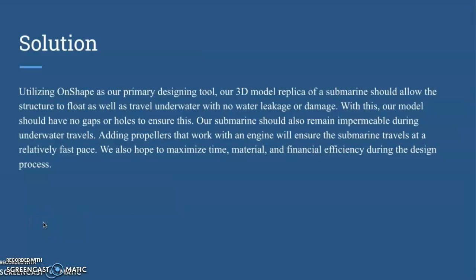So for our solution, we came up with utilizing Onshape as a primary designing tool. Our 3D model replica of a submarine should allow the structure to float as well as travel underwater with no water leakage or damage. With this, our model should have no gaps or holes to ensure this. Our submarine should also remain impermeable during underwater travels. Adding propellers that work with an engine will ensure the submarine travels at a relatively fast pace. We also hope to maximize time, material, and financial efficiency during the design process.